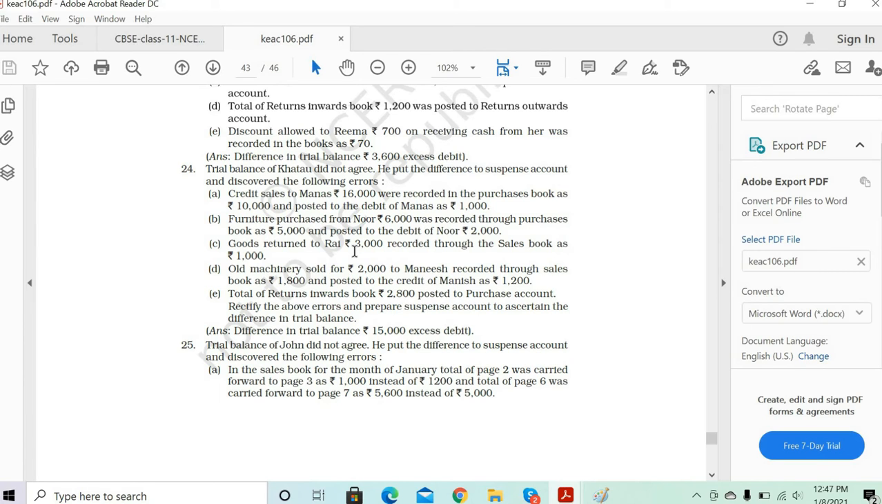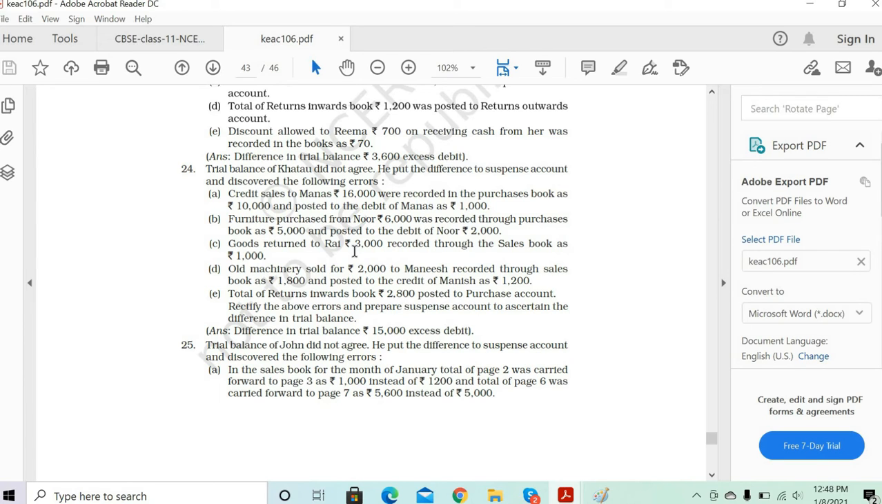Next statement says they've recorded through the sales book as 1,800. See, the machine is already sold. Now how much are you debiting in the sales account? Here it is mentioned as the sales book. That means the sales account debit is 1,800 rupees, and posted to the credit of Manish as 1,200 rupees.